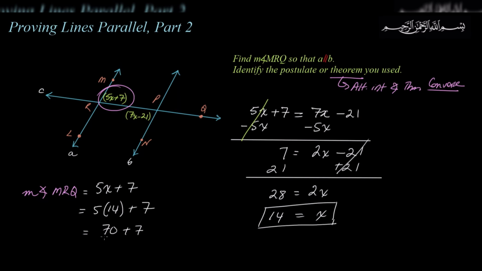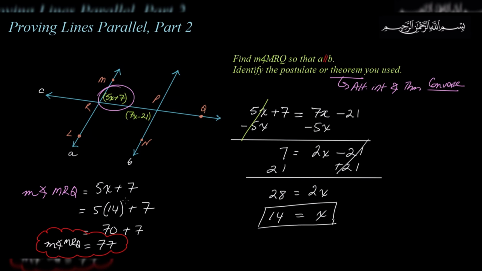So anyway, 5 times 14, that's 10 times 14 is 140, divided by 2 is 70. So that's 70. So this angle ends up being 77. So the measure of this angle, MRQ, is 77, and that's actually the answer we were requested to find.